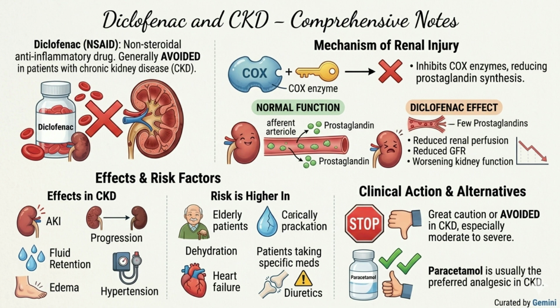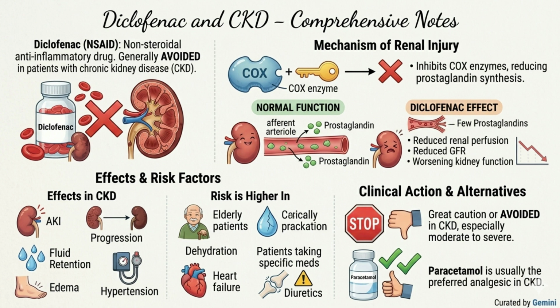2. Disruption of normal hemodynamics. Under normal physiological conditions, prostaglandins, specifically PGE2 and PGI2, act as local vasodilators. They target the afferent arteriole, the intake pipe that brings blood into the functional unit of the kidney, the glomerulus. By keeping this pipe dilated, prostaglandins ensure that the kidney receives enough blood to filter waste effectively. This is known as maintaining renal perfusion.